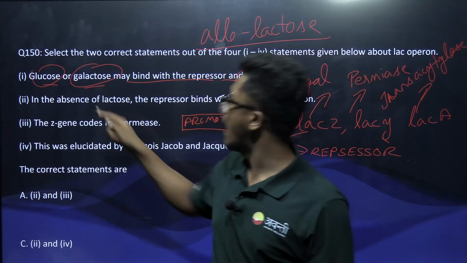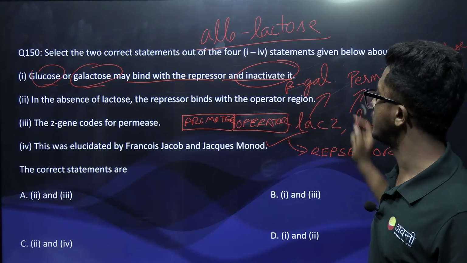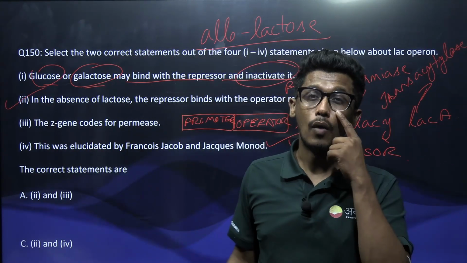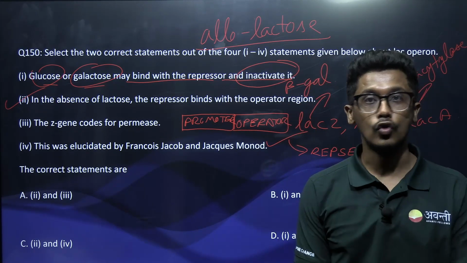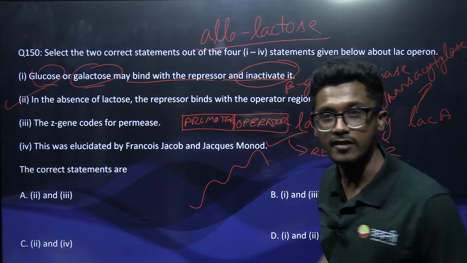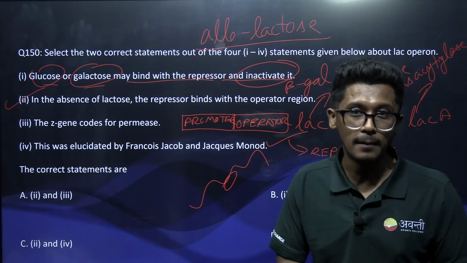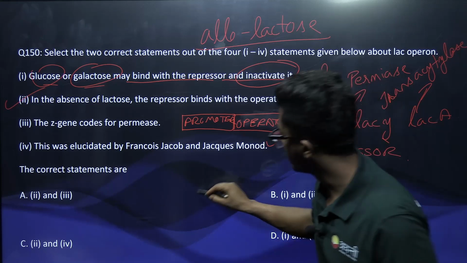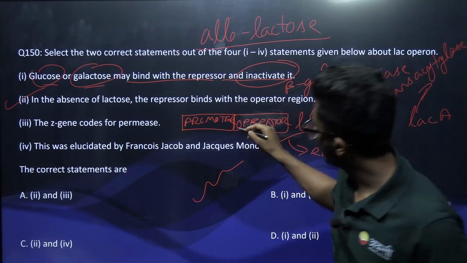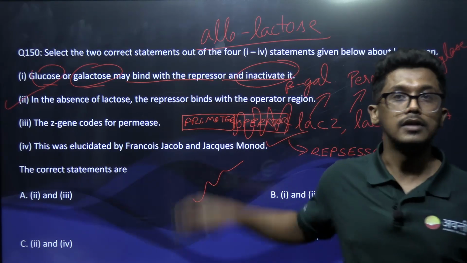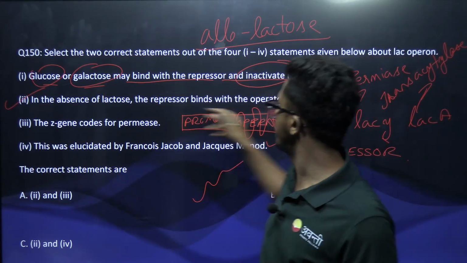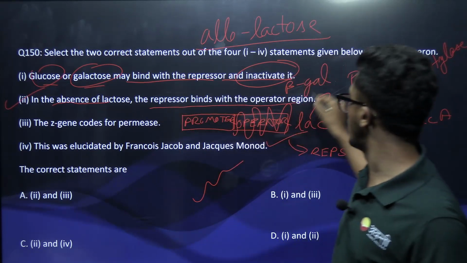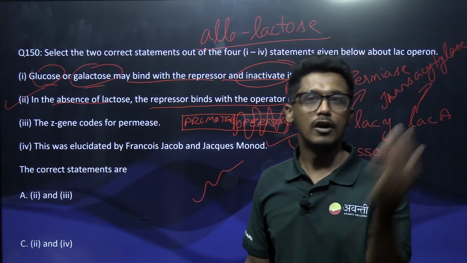Got it? Next one, in the absence of lactose, the repressor binds with the operator region. This is true. Whenever there is no lactose, the rest of the lactose is totally consumed. Usually the allolactose is bound to the repressor. When there is no lactose, this allolactose releases the repressor. When the repressor is released, what does it do? Repressor will go and block the operator region. So in the absence of lactose, the repressor will bind to the operator region and stop the function of the LAC gene.